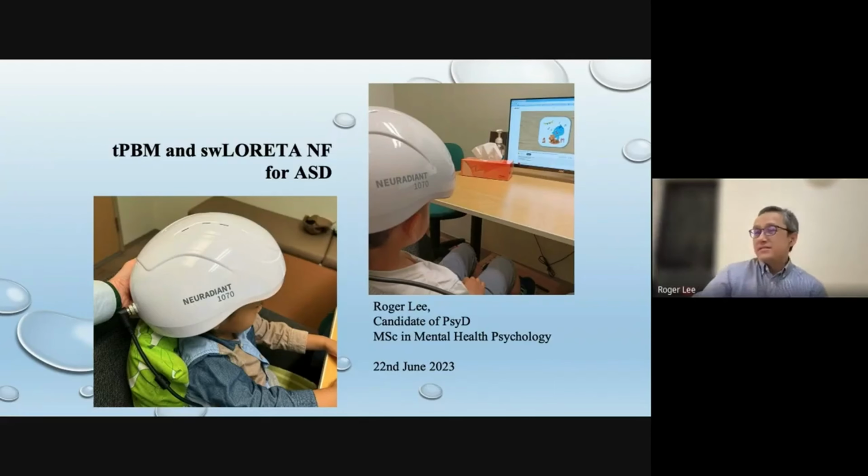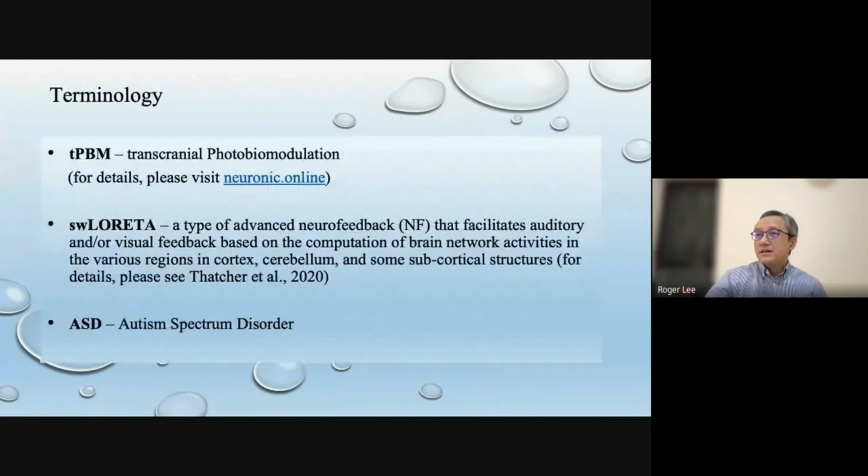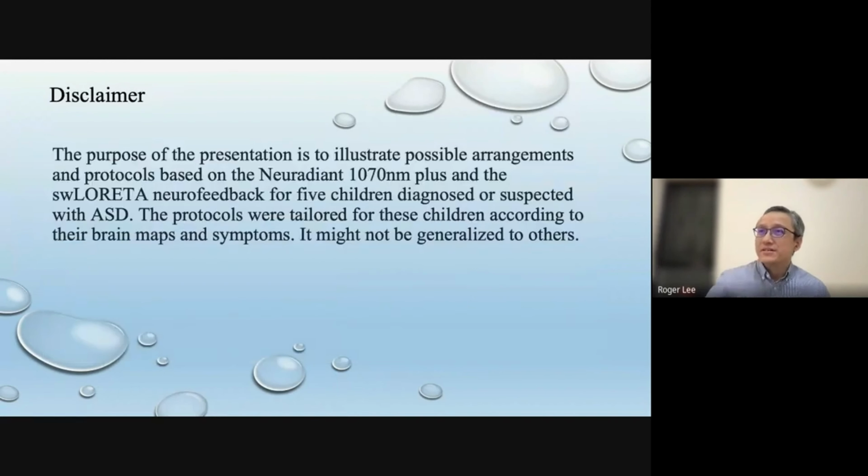Okay, hello everybody. Today I will present a case review using the helmet and the swLORETA neurofeedback for a few children with ASD. And I believe all of us here understand the terminology, so I will skip it.